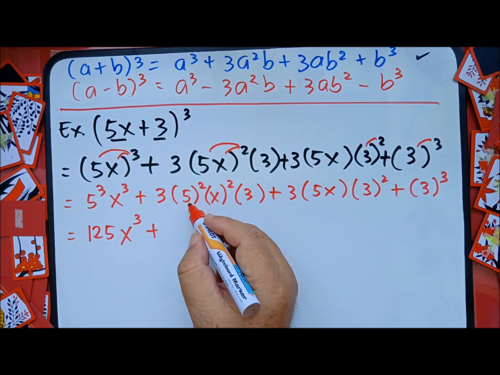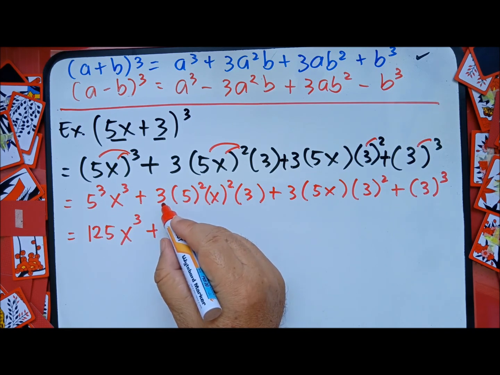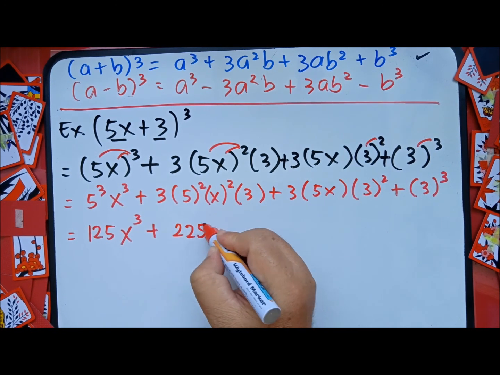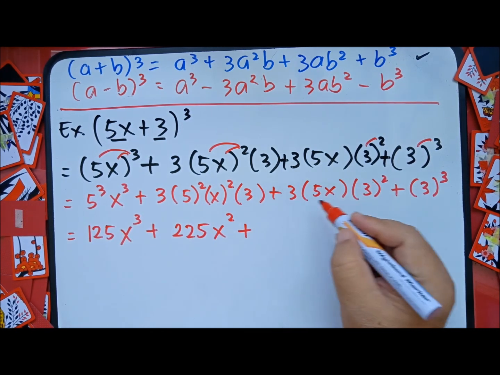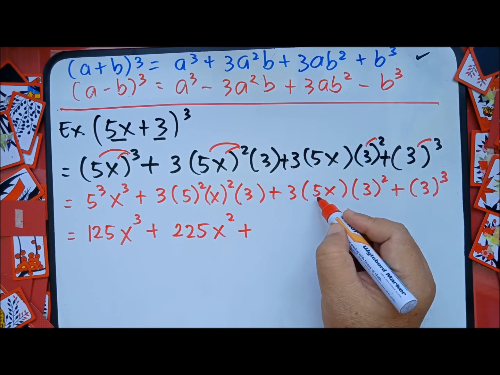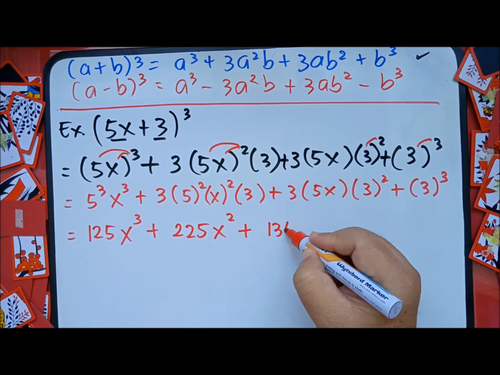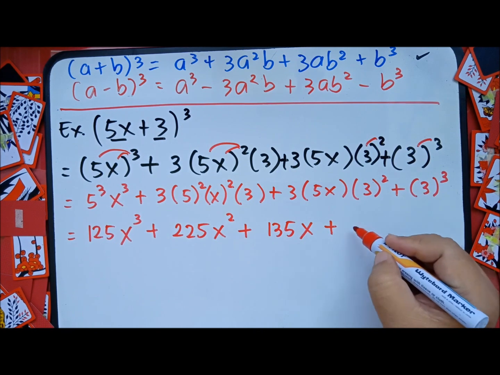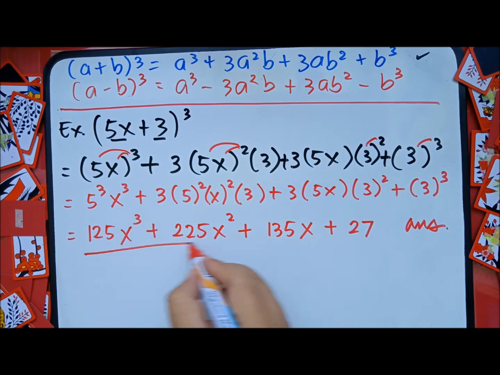Simplify a number with exponent first. You have to prioritize this. 5 times 5, 25. 25 times 3, 75. 75 times 3, 225x squared. Prioritize this: 3 times 3, 9. 9 times 5, 45. 45 times 3, 135x. Then 3 times 3, 9. 9 times 3, 27. So, this will be your final answer.